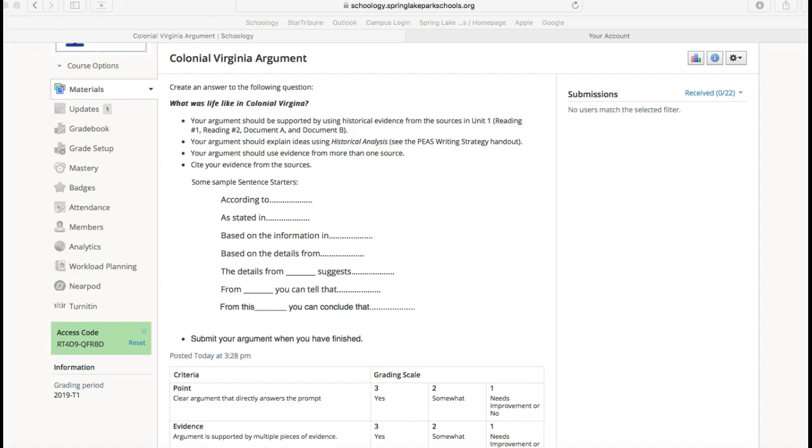The Colonial Virginia arguments are now on the screen. Please be sure to read the argument directions closely, paying close attention to the historical question and the specific requirements for your argument. This argument assignment asks you to consider the question, what was life like in colonial Virginia? In order to create an answer, you should consider what information you learned about colonial Virginia from readings number 1 and number 2 and the Colonial Virginia documents A and B.